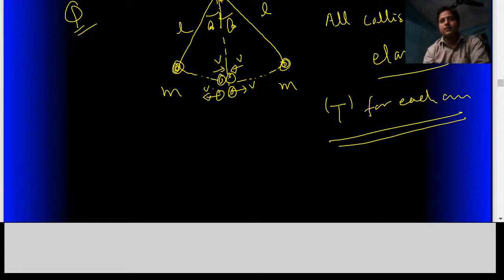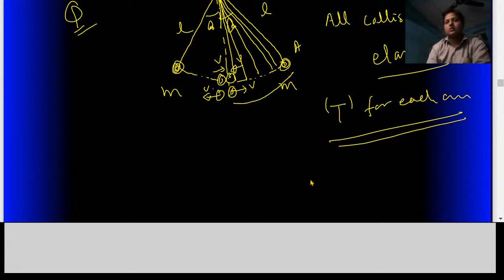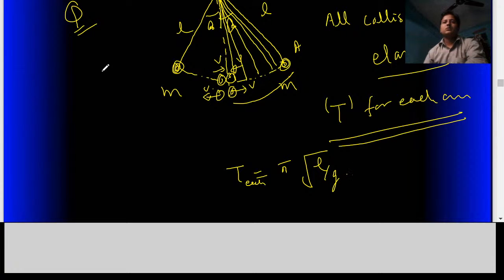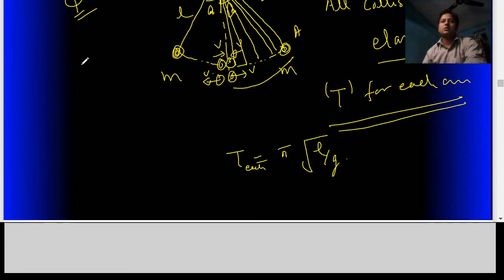The only change is that bob A only moves in this path. That is half of the complete oscillation. So the time period for each one comes out to be pi under root L over g.